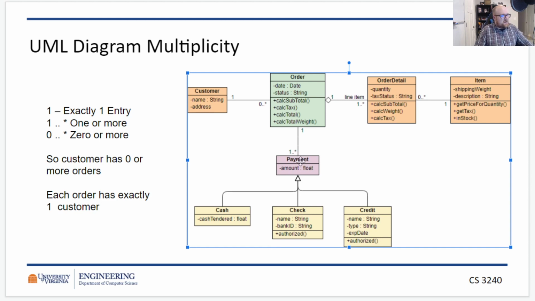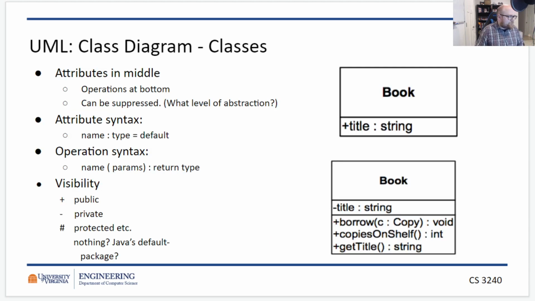Similarly, with payment methods, we have 3 different ways that is implemented. They all inherit from payment: cash inherits from payment, check inherits from payment, credit inherits from payment. And each order has one or more payment, and each payment is associated with exactly one order. Also, each order is associated with exactly one customer. So this is a useful UML diagram. Again, look at the class examples that we have in the link. That will certainly help you out.